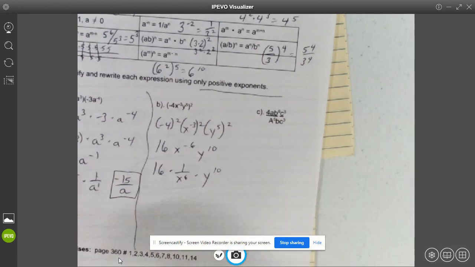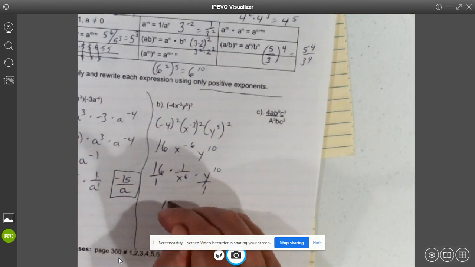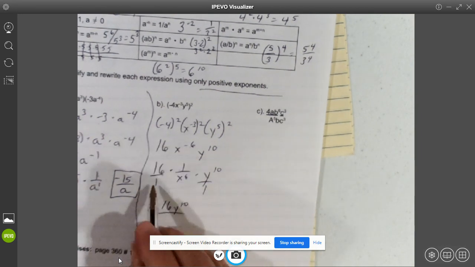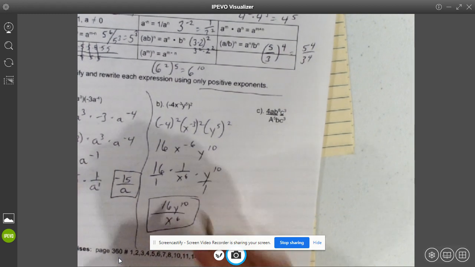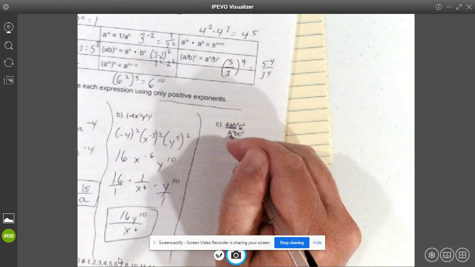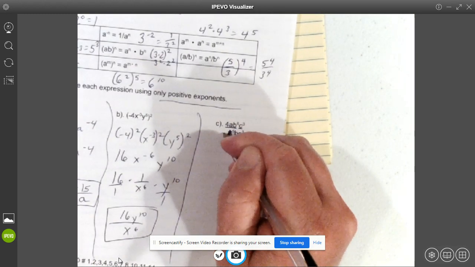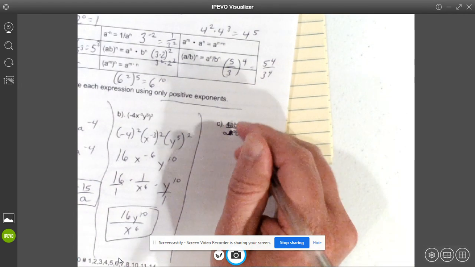An okay answer, but if I look at these as just a bunch of fractions by putting those over 1, so top times top times top, I get 16y to the 10th over bottom times bottom times bottom, x to the 6th. And so now I've simplified that expression. And then finally, this last one here, and again, I apologize, Google Docs is capitalizing things for me when I don't want it to. All right, so this is 4ab to the 6th c cubed over a to the 5th bc cubed.